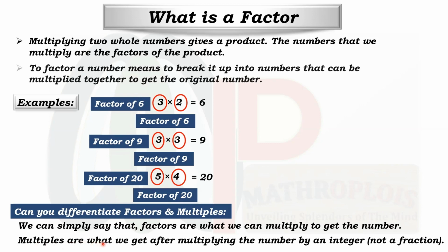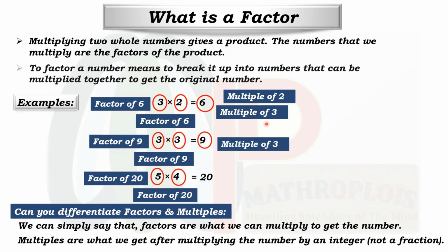Multiples are what we get after multiplying the number by an integer, not a fraction. As in above examples, we get number 6 after multiplying 2 and 3, so it is a multiple of 2 and 3. We get number 9 after multiplying 3 and 3, so it is a multiple of 3's. We get number 20 after multiplying 5 and 4, so it is a multiple of 5 and 4.